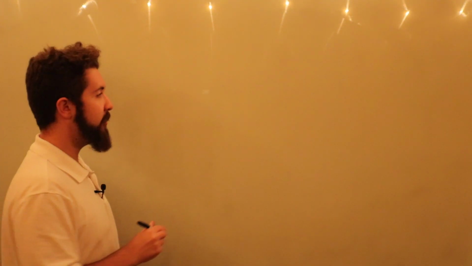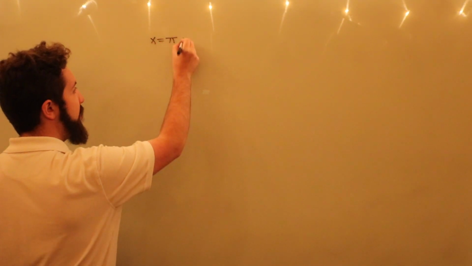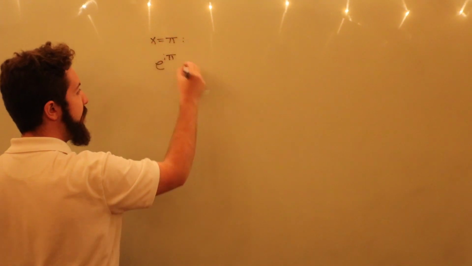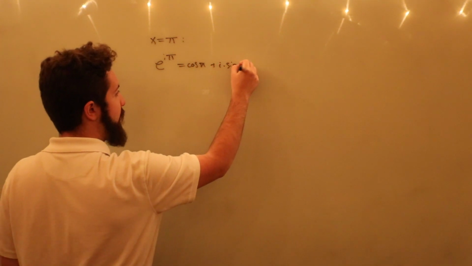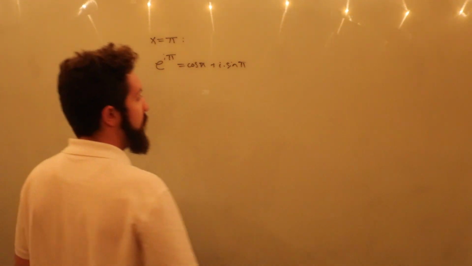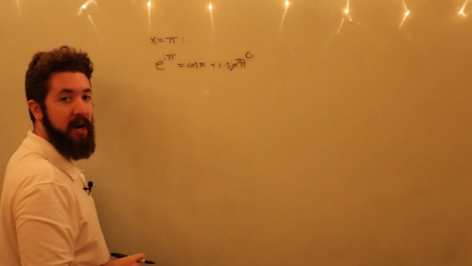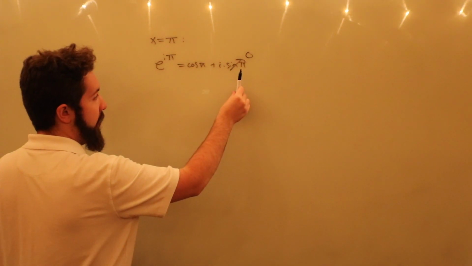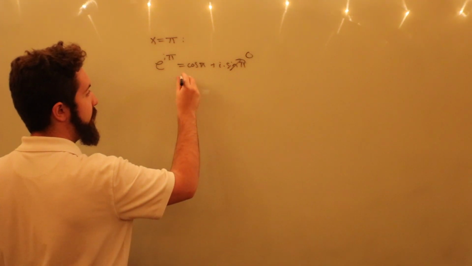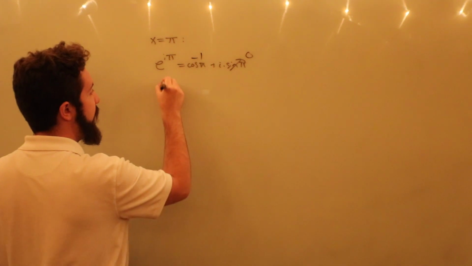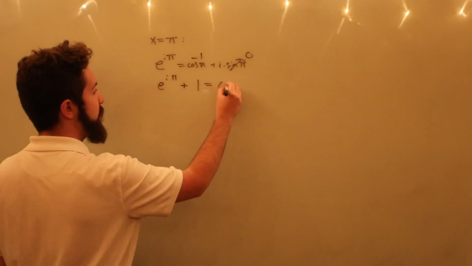As one illustration of how cool it is, we will plug in x is equal to pi. This will give us e to the i pi is equal to cosine of pi plus i times the sine of pi. What is this equal to? Well, the sine of pi is just going to be 0, and the cosine of pi is negative 1. So e to the i pi, if we bring that 1 over, plus 1 is equal to 0.